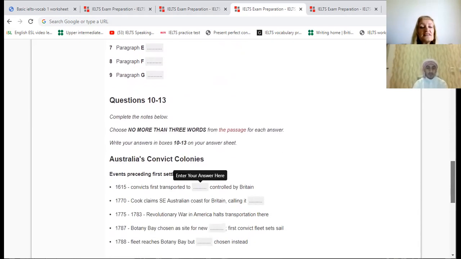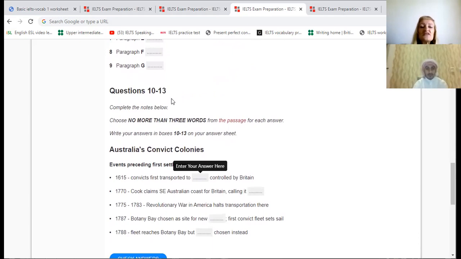And then you can move on to questions 10 to 13, and you have to complete the notes below. So you choose no more than 3 words. It's very important that you remember when you write your answer, you can't put 4 words, even if the answer is nearly 100% correct. If you've got 4 words and not 3, they will mark it wrong. So it's very important to read the instructions, and they've written it in capital letters.